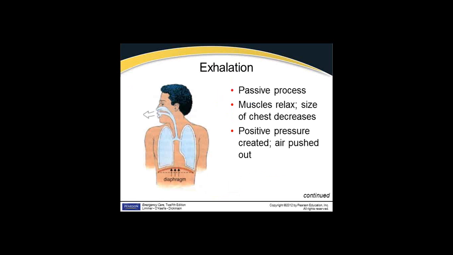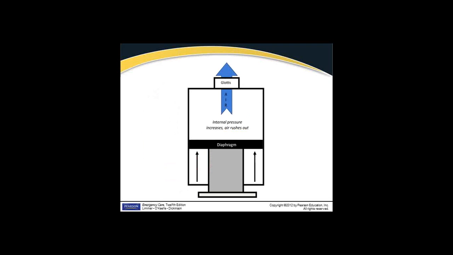Exhalation is a passive process. The muscles relax, the size of the chest decreases, the diaphragm pops back up, the chest wall moves back in, and then the positive pressure is created in there. It's higher than atmospheric pressure, so the air then moves outward. And then here's their demonstration of that as well. Pushing the plunger back up pushes the air out the open glottis.